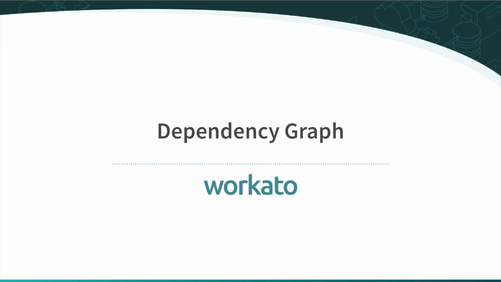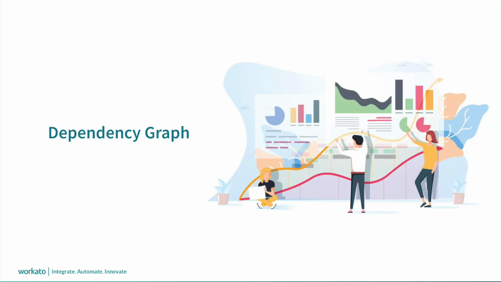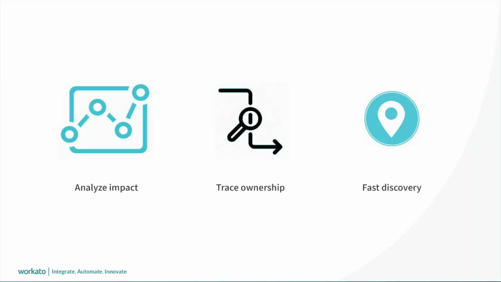As the number of your automations and the size of your team building automations increase, there's also a dramatic increase in the interdependency between recipes, connections, lookup tables, and other assets. Even the smallest changes to a connection, callable recipe, manifest, or lookup table can have a big impact on your projects. Understanding and analyzing these dependencies becomes critical for managing changes and the lifecycle of your automations.